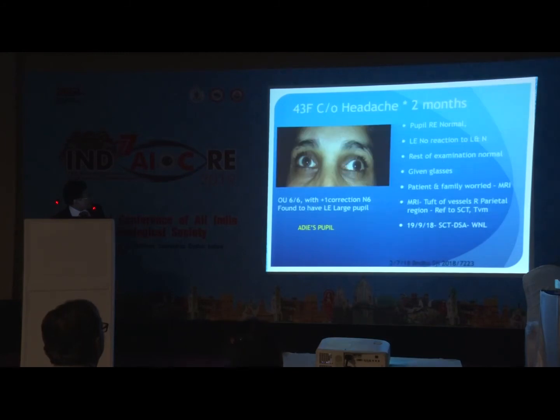Because the patient had a severe headache and the family was very worried, we did send her for neuroimaging. Neuroimaging found a tuft of vessels in the right parietal region, which we really couldn't connect to the patient's problem. But obviously, they were very concerned, and a detailed investigation all turned out to be negative. So from that, we could say it is an Adie's pupil, and I'll show you the video.